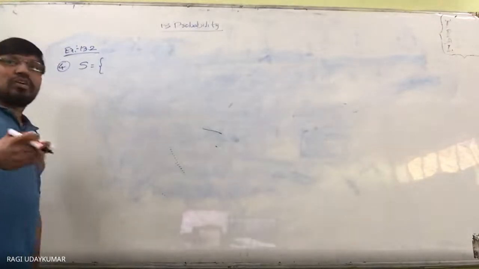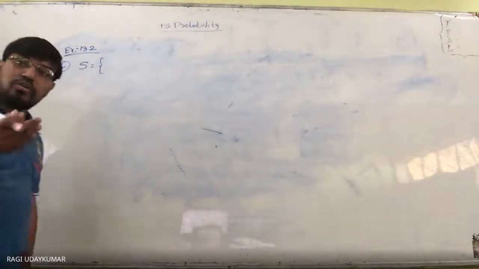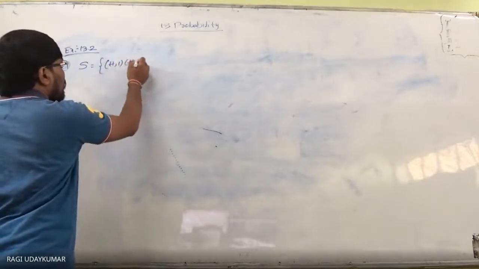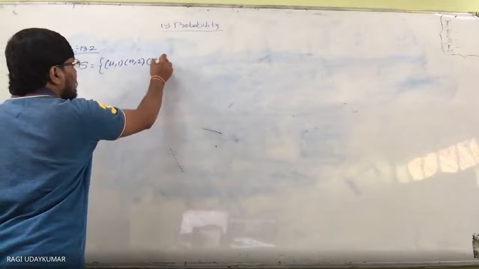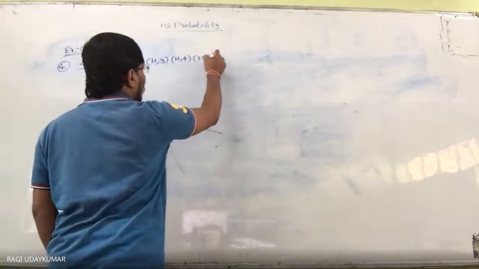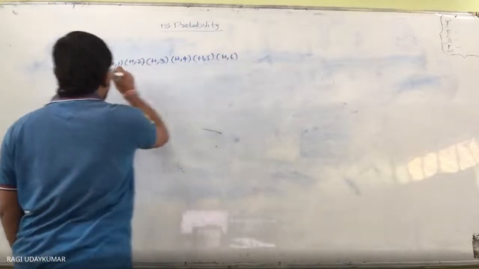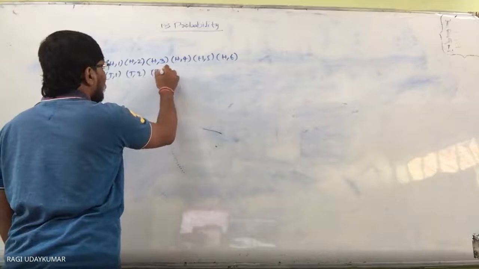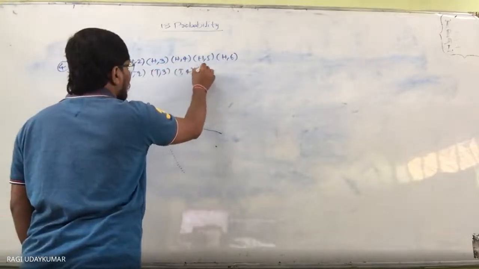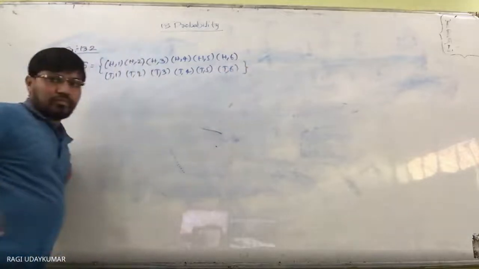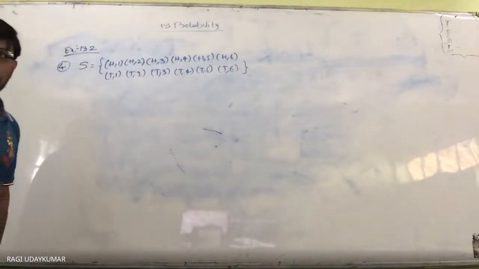Next, one unbiased die is thrown. Die means 1, 2, 3, 4, 5, 6. So you are going to get head comma 1, head comma 2, head 3, head 4, head 5, head 6, tail 1, tail 2, tail 3, tail 4, tail 5, tail 6. This is the sample space.